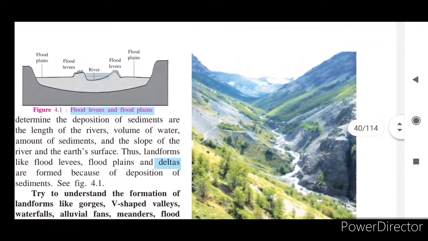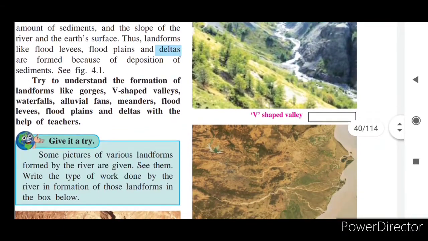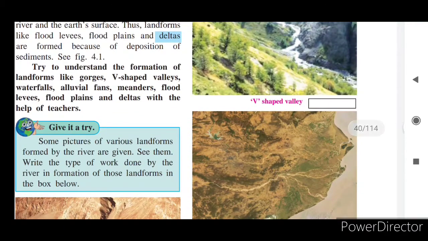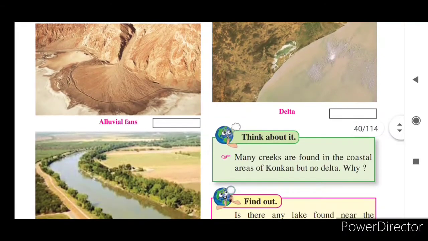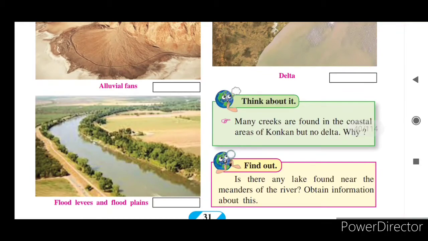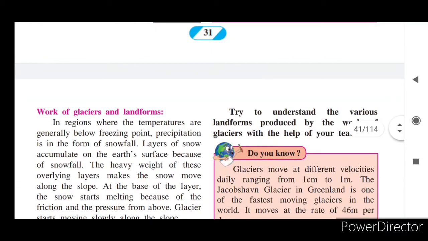Now next is given V-shaped valley. V-shaped valley is because of erosional work of the river. Next is given delta. Delta is because of transportational and depositional work. Alluvial fans. This alluvial fan is because of depositional and transportational work. And last is given flood levees and flood plains. That is also because of depositional and transportational work of the river.